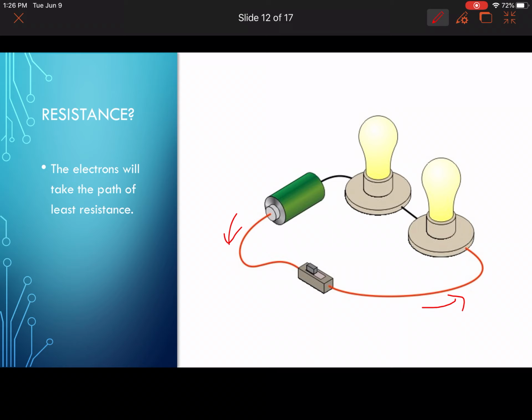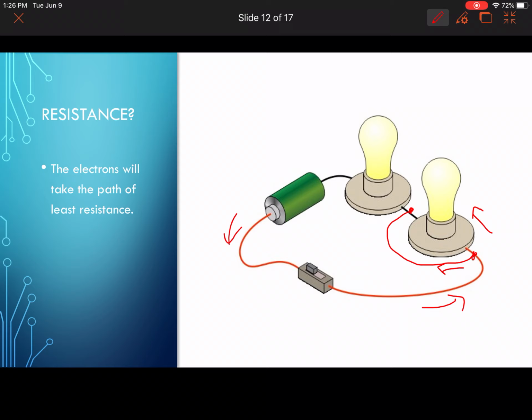Now, if I attached a conducting wire, by which I just mean some sort of copper wire, that went around this one light bulb, the electrons would not go through here. The electrons still have a choice, right? They could either go here or through the lamp, but the conducting wire is not a resistor. It's easy for the electrons to go through.